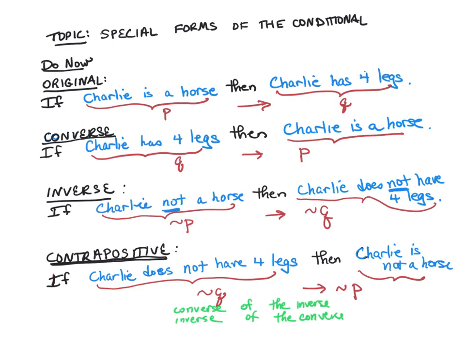So again, we've got the original conditional. We flip the consequent and antecedent. That's the converse. Okay. The next two involve negations. So in the inverse, we just take the original conditional and negate each piece. And the contrapositive is taking the original conditional, flipping and negating each piece. All right, let's summarize on the next page.